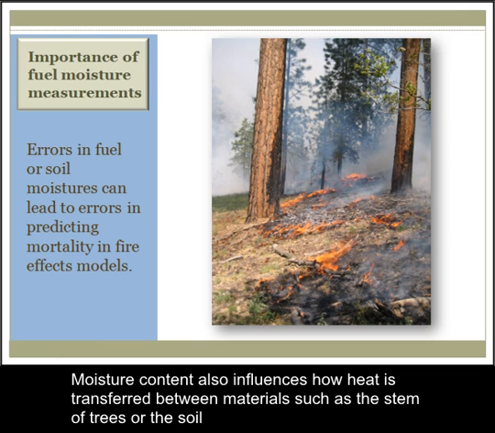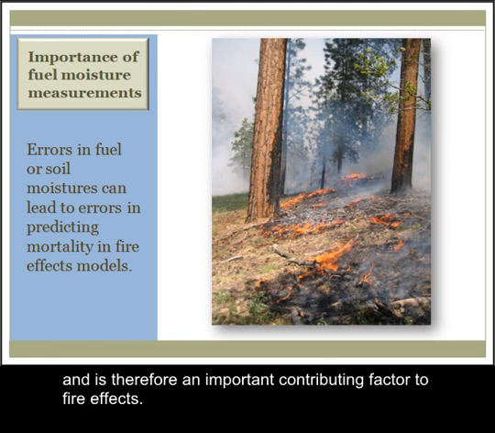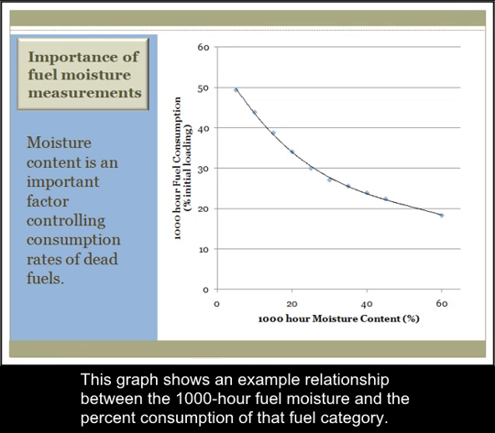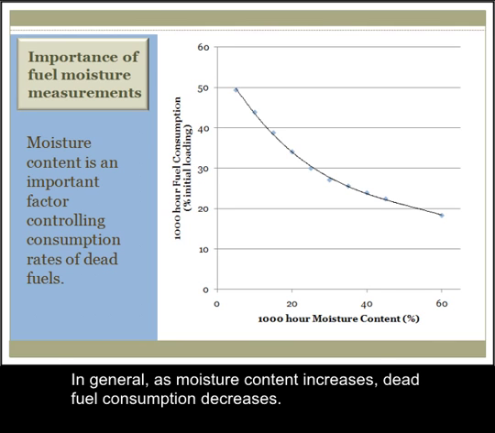Moisture content also influences how heat is transferred between materials, such as the stem of trees or the soil, and is therefore an important contributing factor to fire effects. Fuel moisture is an important factor controlling the consumption of heavy dead fuels, such as 1,000-hour fuels. This graph shows an example relationship between the 1,000-hour fuel moisture and the percent consumption of that fuel category. In general, as moisture content increases, dead fuel consumption decreases.